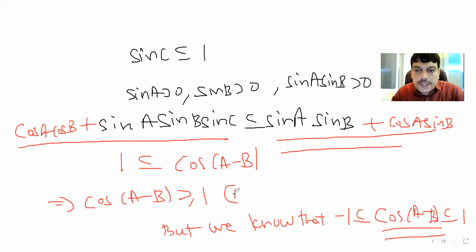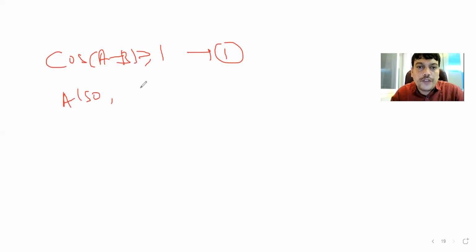So this is the first equation, and from here I can say I have two conditions. I already have cos of A minus B greater than or equal to 1 from equation 1, and using the range of the cos function you already know that also cos of A minus B is less than or equal to 1.